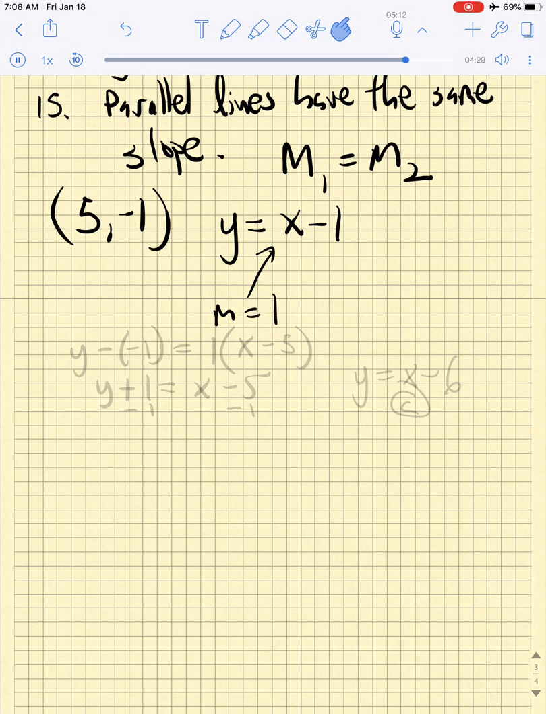So we need the point-slope formula again. So we say y minus -1 equals 1 times x minus 5. This is the point-slope formula. So this is y plus 1 equals x minus 5. Subtract 1 from both sides. And now we have y equals x minus 6, which is choice C.